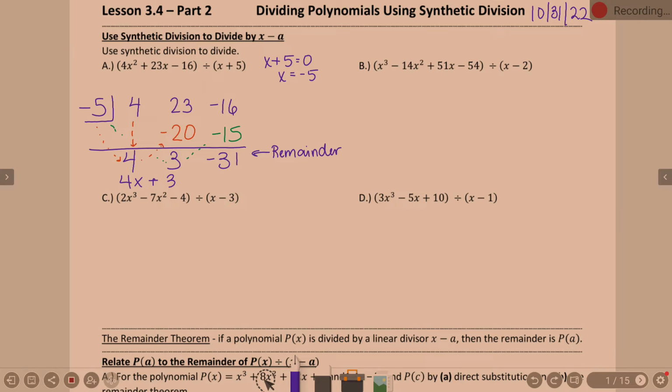Do you remember how we wrote our answer on Friday if we had a remainder? It's number over the divisor. Yeah, number over the divisor. My divisor was x plus 5. So since this is minus 31, I'm going to say minus 31 over x plus 5.